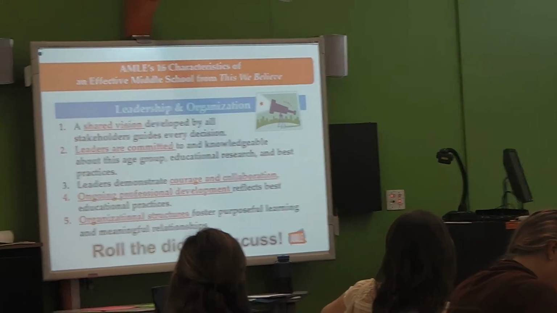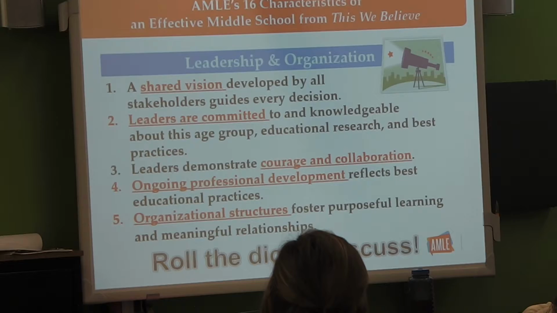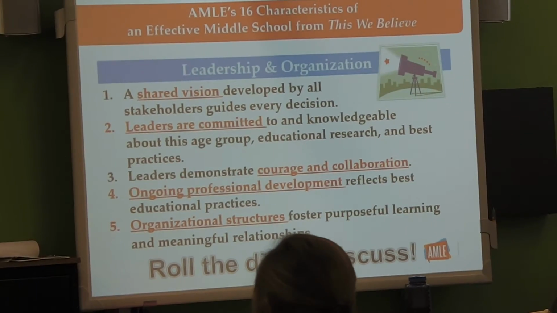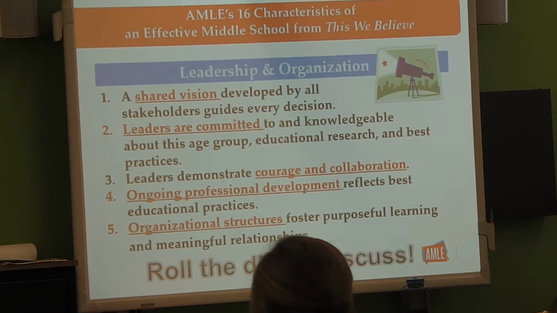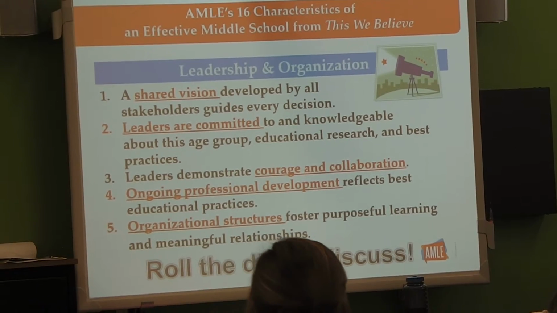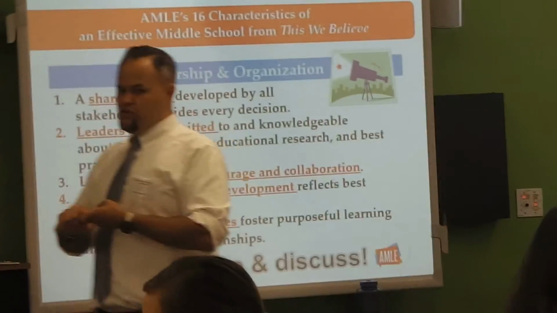Okay, with leadership and organization, and it's already what time? 1:26, okay, yes. All right, so what I want you to do now with leadership and organization, roll the dice, and we're going to talk about one statement. We're only going to roll the dice once. All right, so these are the things that effective middle schools need to have. So roll the dice, say why it's important, and what do you see in your school?